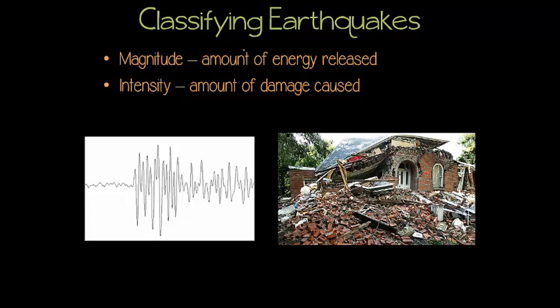Obviously, a high magnitude earthquake, or one with lots of energy in the waves, will also be a high intensity earthquake, which will cause a lot of damage. But they are measuring 2 different characteristics of the earthquake: the energy of the earthquake waves and the damage that the earthquake does. So for that reason, there are 2 different scales used to classify earthquakes. And they're very similar. Both of them use numbers, and the low numbers mean a milder earthquake, and the higher numbers mean a major earthquake.